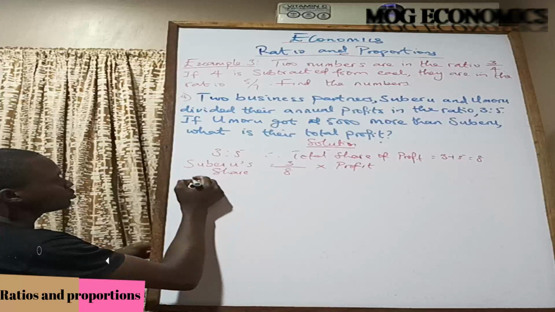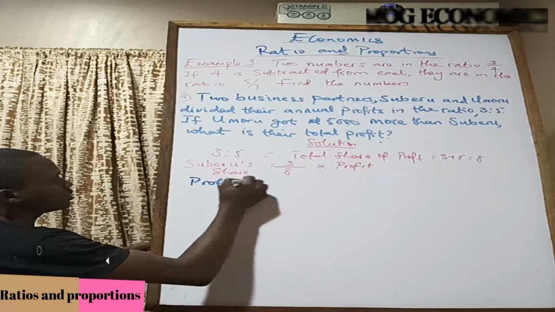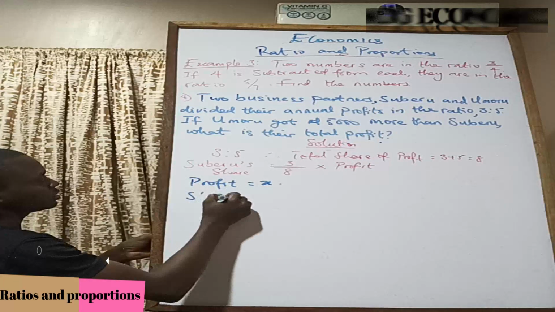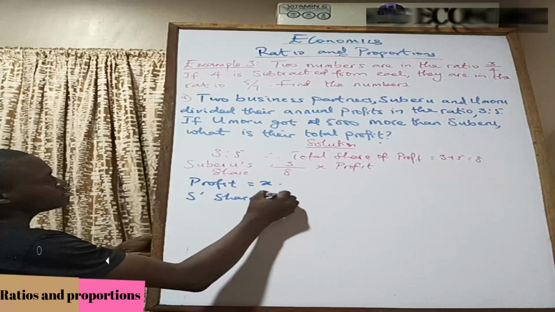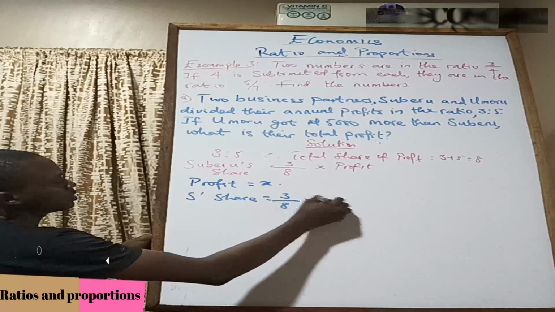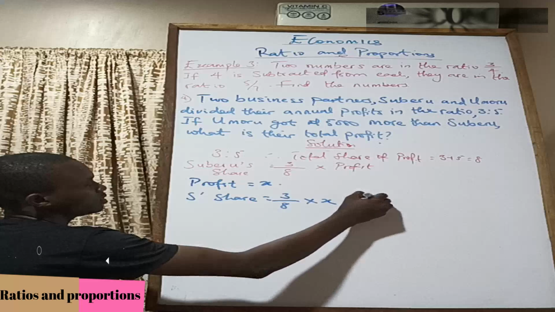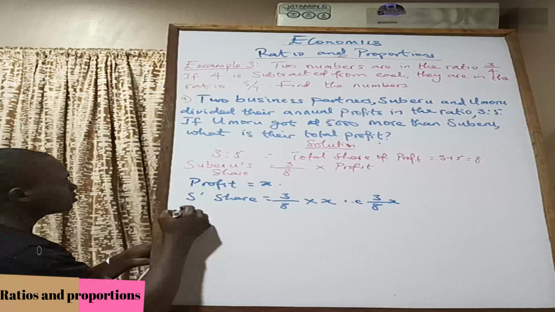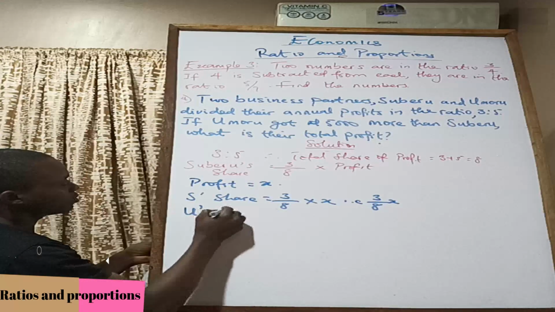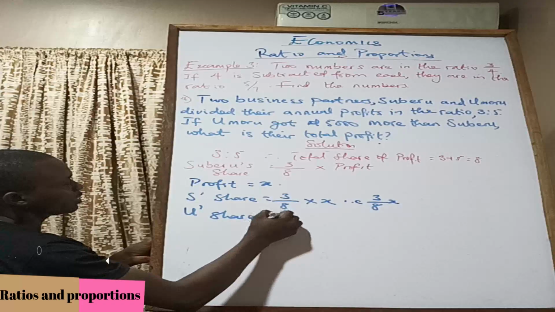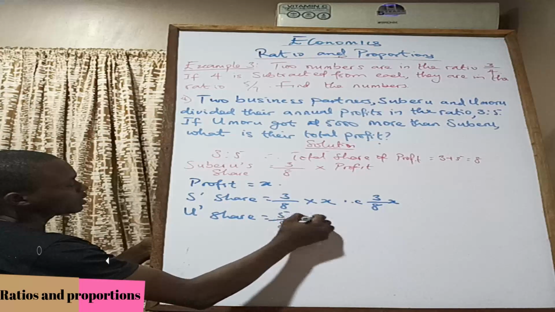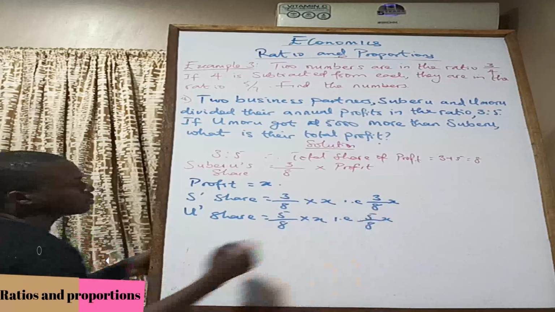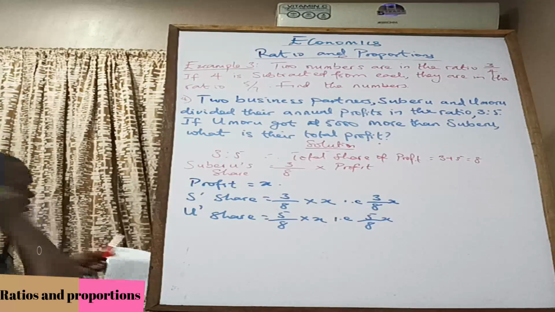So profit equals x, like we don't know it. That means let me just say S, share, which is representing Subaru, equals 3/8 times x. That is 3/8x. Keep that somewhere. Then Umaru's share is 5 divided by 8 times x. That is 5 divided by 8x, where x is the total profit, so 5/8 of the entire profit.